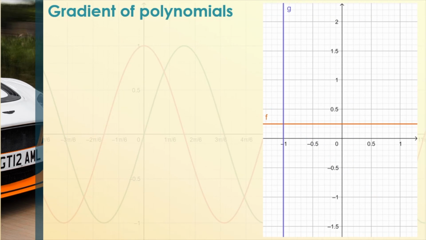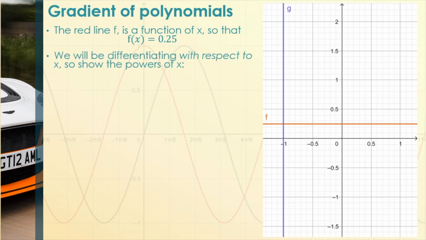Let's now have a look at our vertical and horizontal lines. The horizontal line is f, the vertical line, the blue line, is g. The red line f is a function of x, so that f(x) is equal to 0.25. As you can see, the horizontal line goes through 0.25, and this is a flat line. We would expect our gradient to come to 0. Let's have a look at what happens when we differentiate.